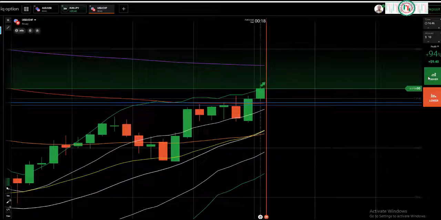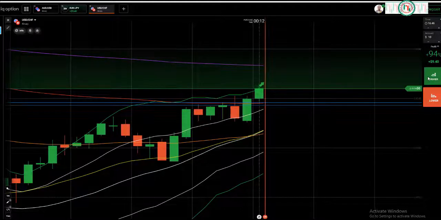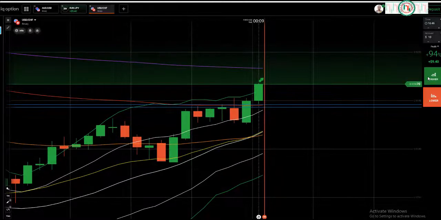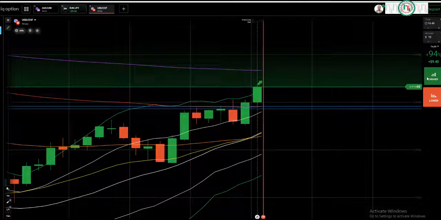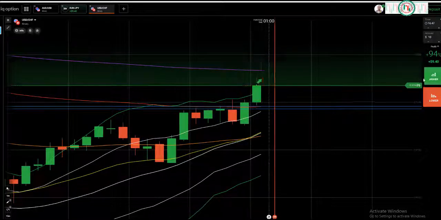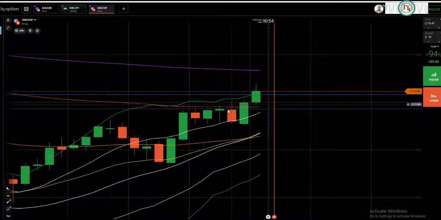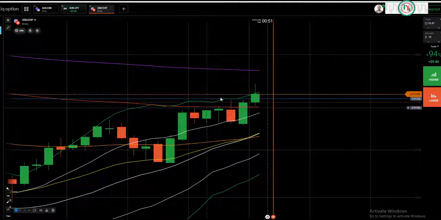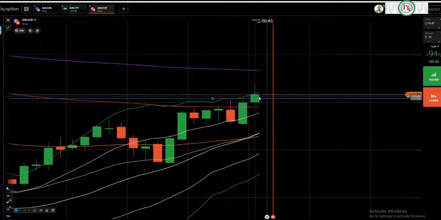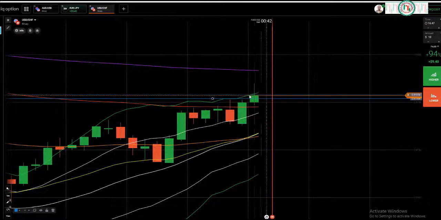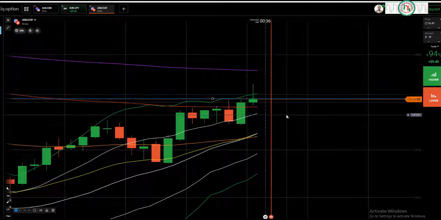Come down. Market is not coming down, so no problem here. So another area after this candle, you see, this is a very nice area here. It's another area. So if market breaks this area, I'll place my trade call option. If it closes at this area, I'll place a put option.